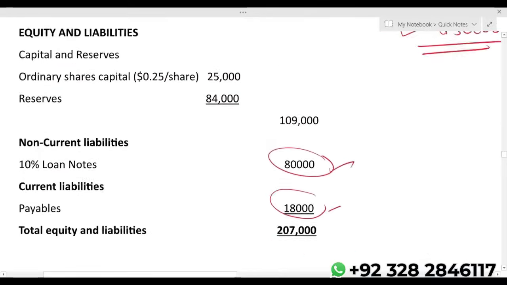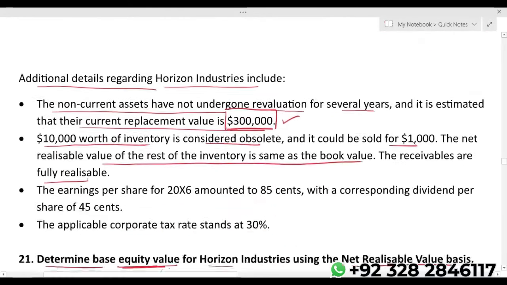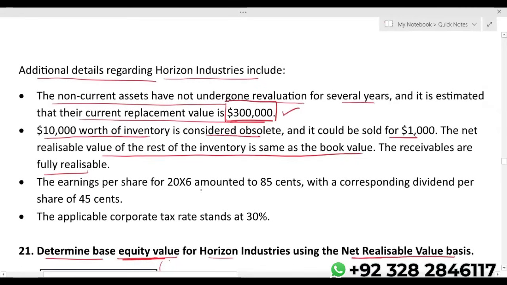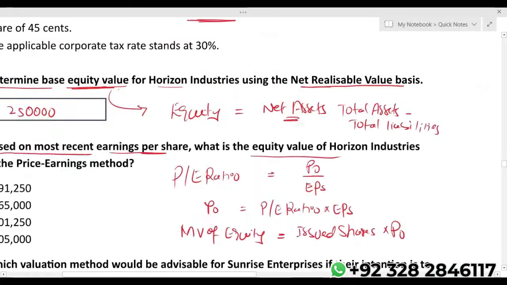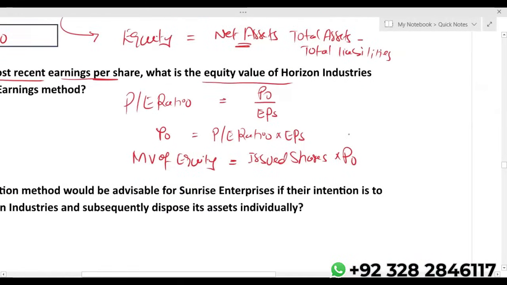Now we need EPS of Horizon. Earnings per share X6 amounted to 85 cents. So they have given us EPS. P/E ratio is 9, EPS is 0.85. Let me use the calculator. 9 into 0.85. Students, I'm getting 7.65. P naught of Horizon is 7.65.